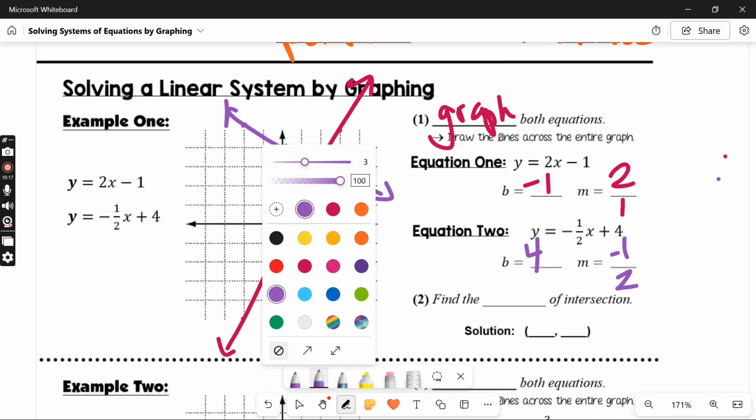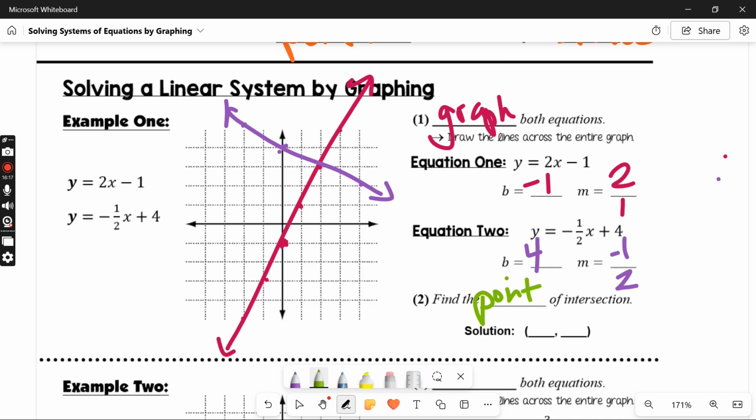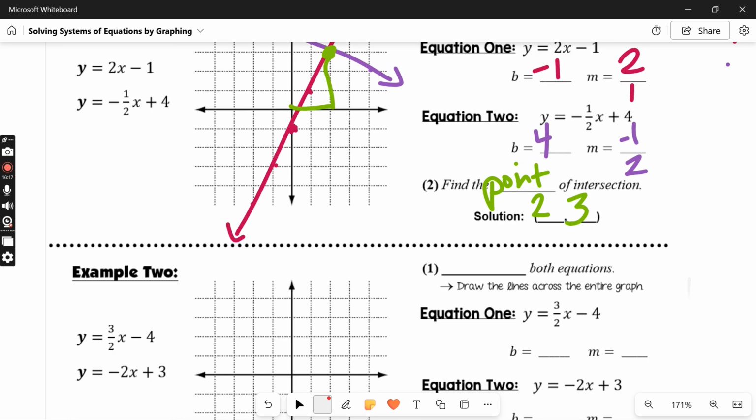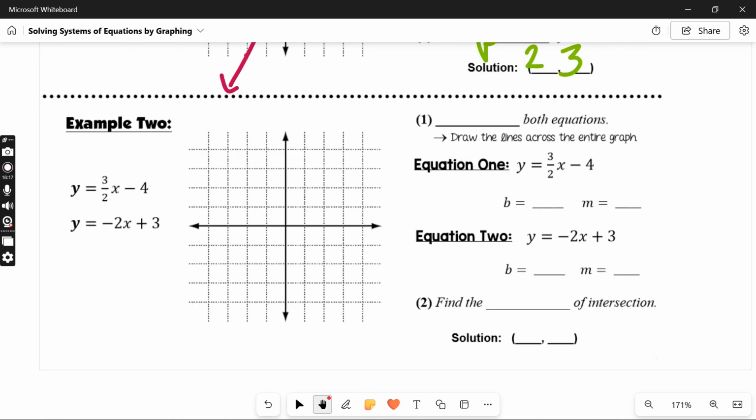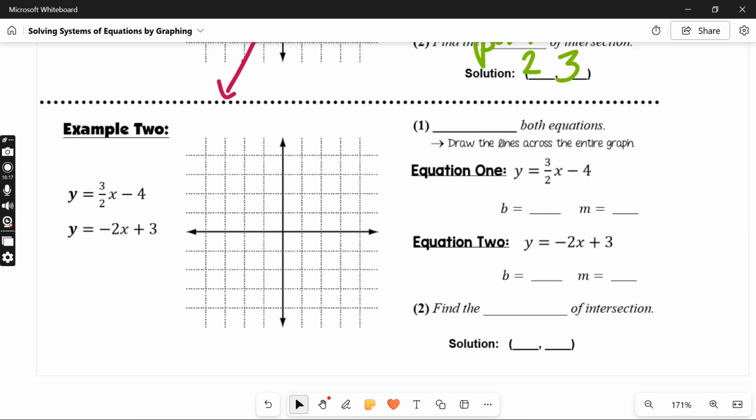The last thing I want to do is find the point of intersection. That would be right here. This is where those two lines intersect. From the origin, this is right 2, up 3. So this would be 2, 3. Hopefully you're just remembering how to graph these, and that part's a review. The only thing that's new is finding where they cross each other.